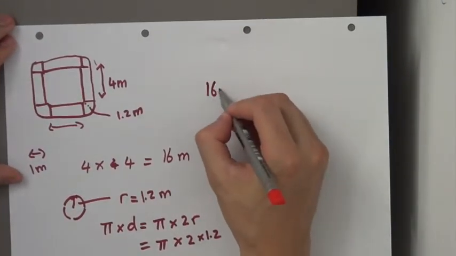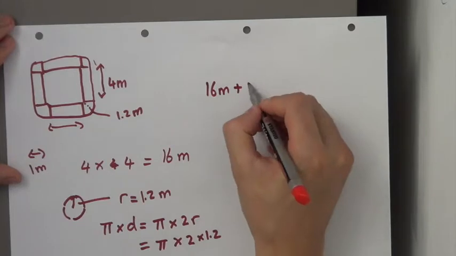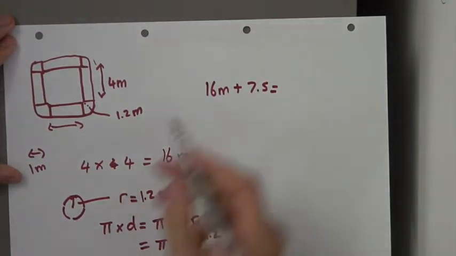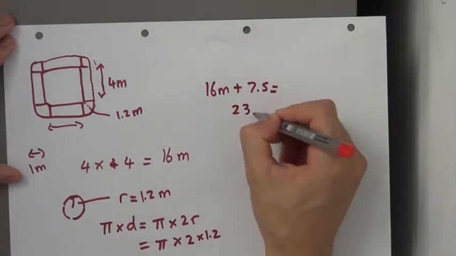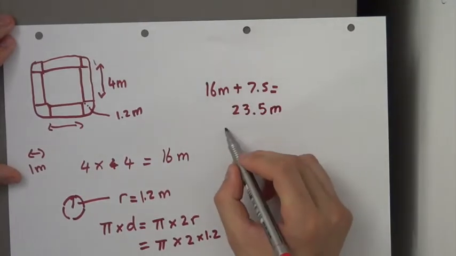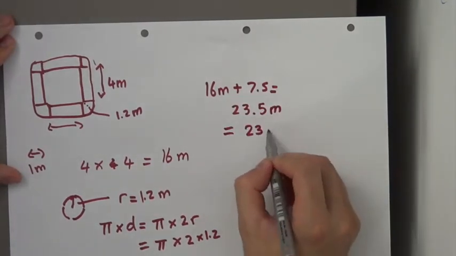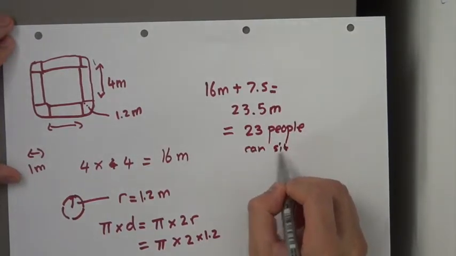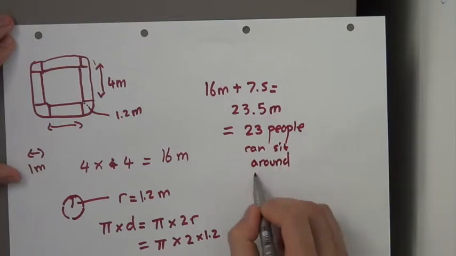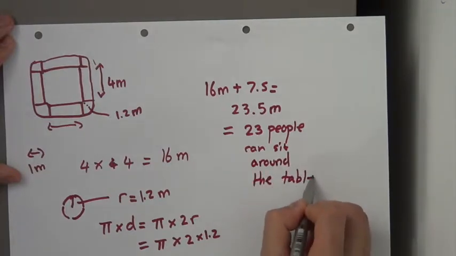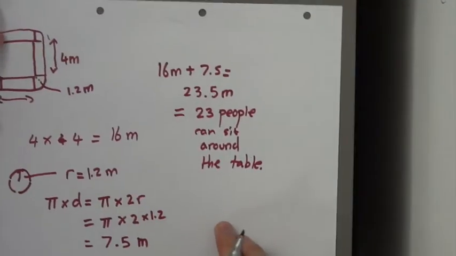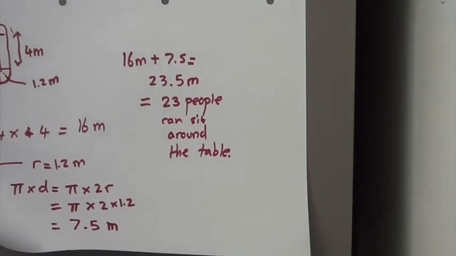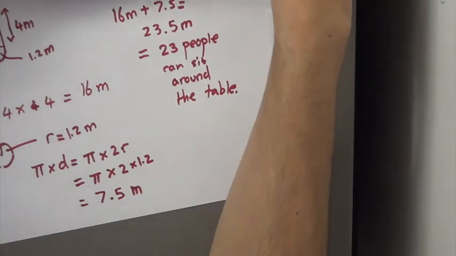So we can do 16 meters plus 7.5, okay, equals 23.5 meters. So that means 23 people can sit around the table. Okay, so that's the answer to that one. Right, next question.